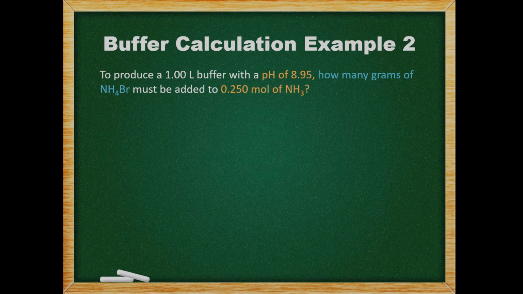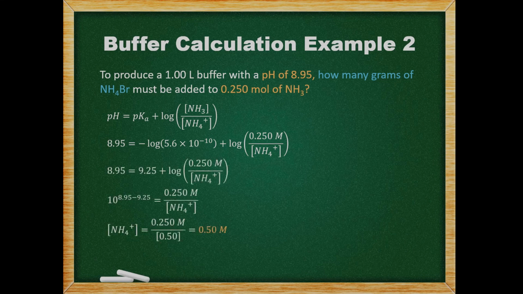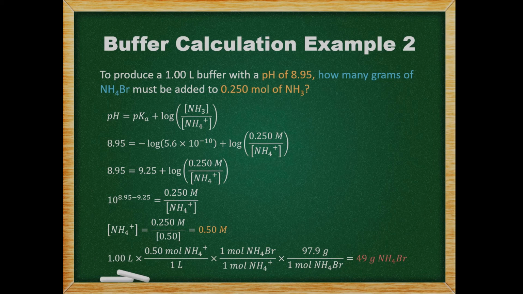Let's do another example where we need to find how many grams of ammonium bromide we need to add to 0.25 moles of ammonia to get a buffer with a pH of 8.95. This time we can begin with the Henderson-Hasselbalch equation. We already have the values for the pH, Ka, and ammonia concentration, so we just need to find the concentration of ammonium. We isolate it and get a concentration of 0.50 molar. Now we just need to turn it into grams. Since we want to end up with 1 unit, we start with 1 unit. In this case, it is liters, and we use the concentration, mole ratio, and molar mass to get to grams.